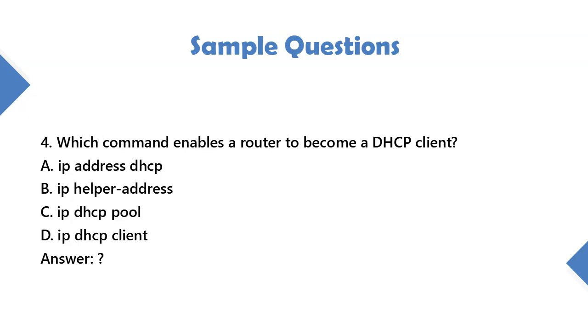4. Which command enables a router to become a DHCP client? A. IP address DHCP. B. IP helper address. C. IP DHCP pool. D. IP DHCP client.